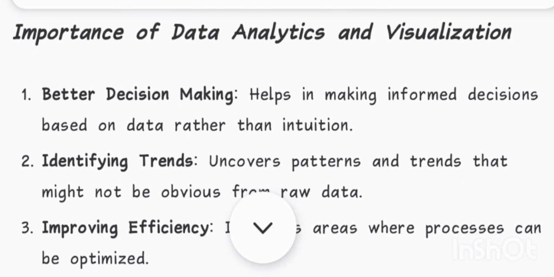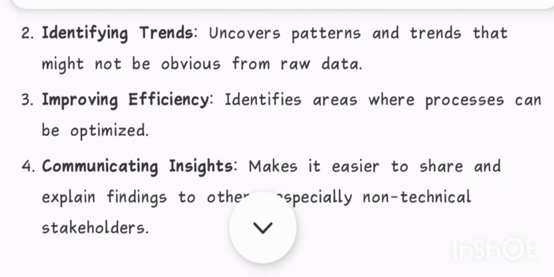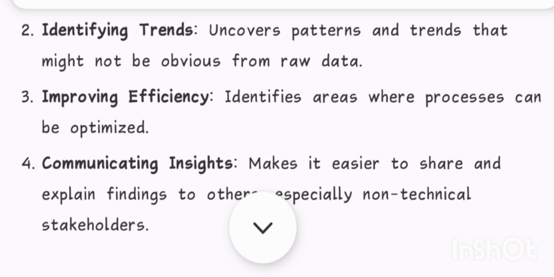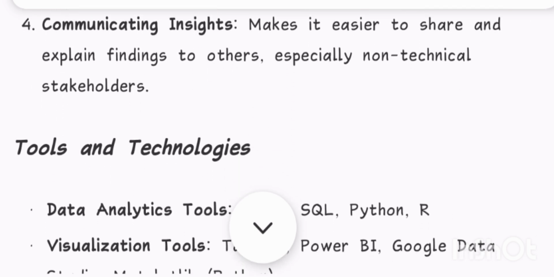1. Better decision making helps in making informed decisions based on data rather than intuition. 2. Identifying trends uncovers patterns and trends that might not be obvious from raw data. 3. Improving efficiency identifies areas where processes can be optimized. 4. Communicating insights makes it easier to share and explain findings to others, especially non-technical stakeholders.